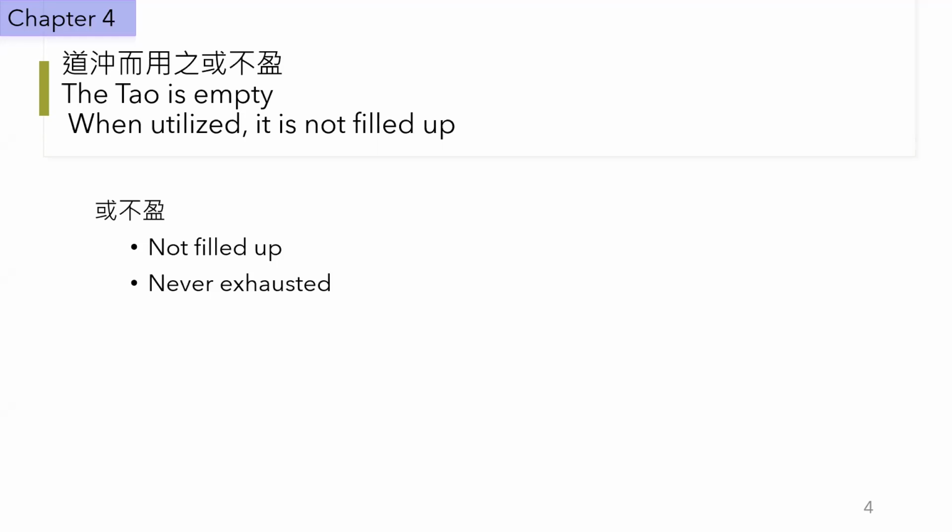And never exhausted means if you restore your true nature, you have found your fountain of wisdom. 已经找到一个智慧的源泉了. Which will never dry up, which will continuously flow out. You will never be exhausted. 道冲而用之或不盈.